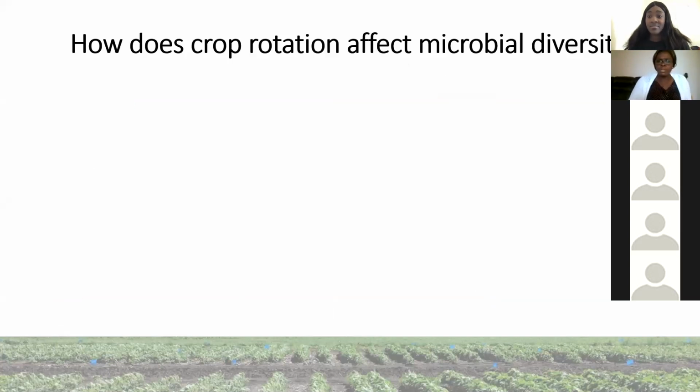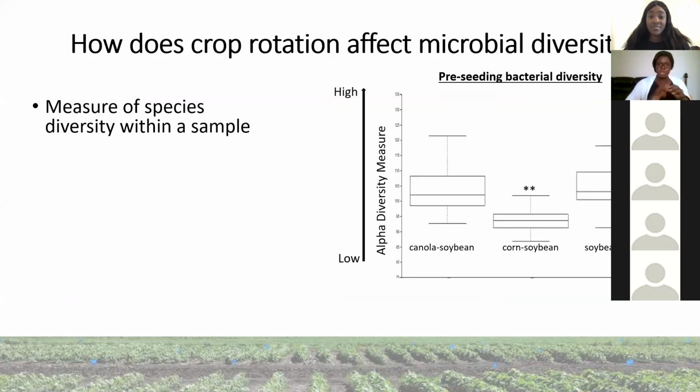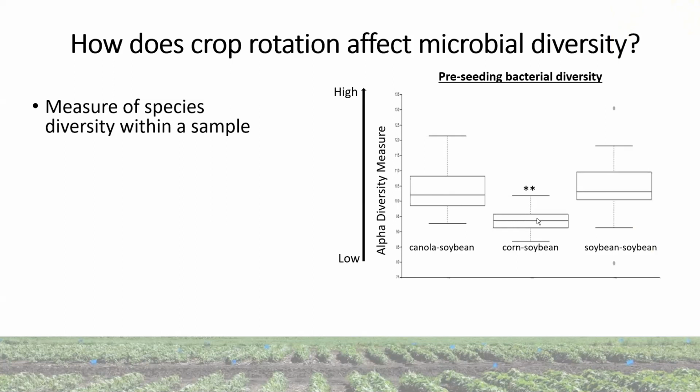So how does crop rotation affect microbial diversity, mainly bacterial diversity? Well, we decided to take a measure of species diversity within our sample. Some of you might be familiar with a thing called alpha diversity measure. What the alpha diversity measure does is it looks at your samples. So in our corn soybean sample, what is different within the sample? In our canola, in our corn soybean, what is different within the sample? And soybean, what is different within the sample?